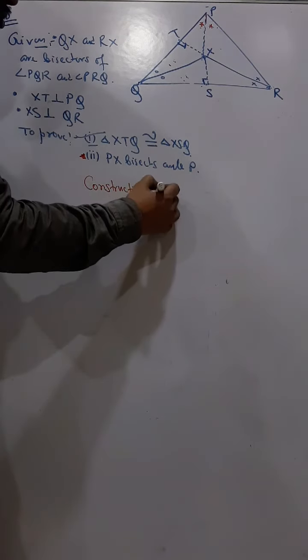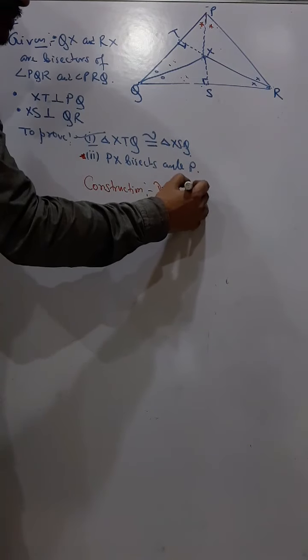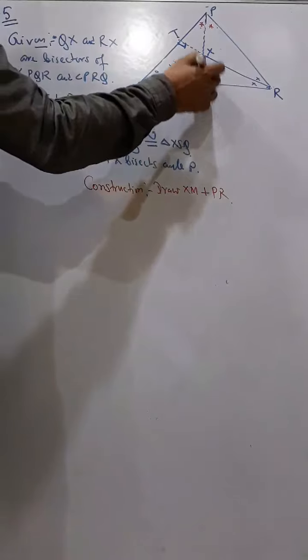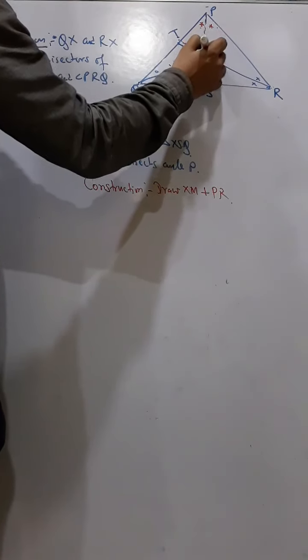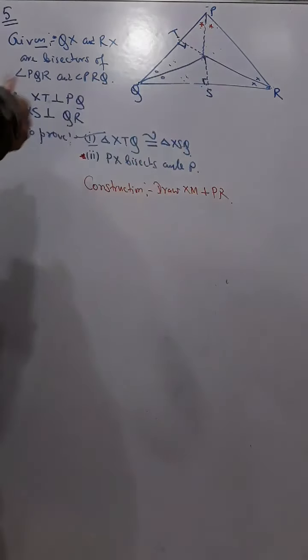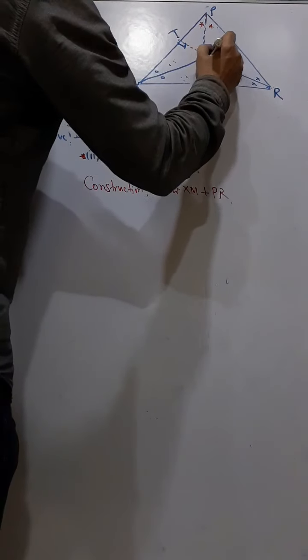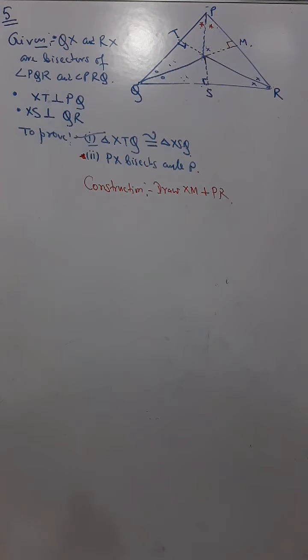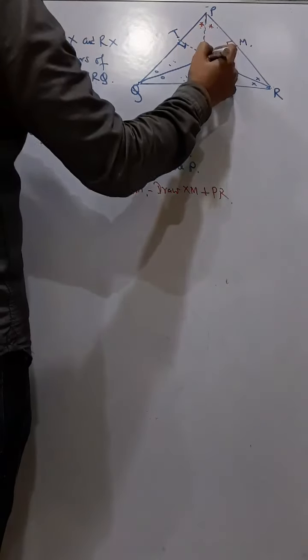And we will say draw XM perpendicular to PR. As you know, this is a perpendicular, this is a perpendicular. So we will draw another perpendicular there, like this, and this was X and this is M. So we have drawn XM perpendicular to PR.